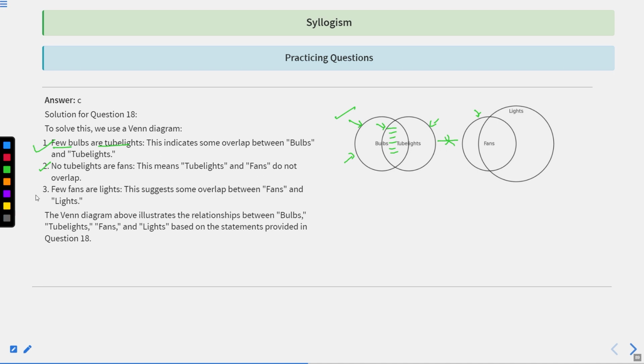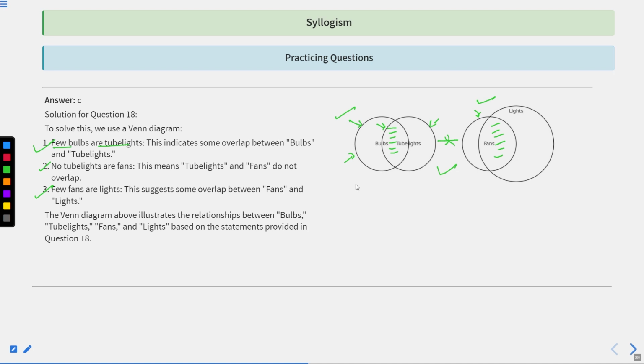The third statement says that few fans are lights. We can see there is a relation between the circle representing fans and lights, and there is an intersection. So the Venn diagram for the relation between fans and lights, statement number 3, seems to be correct. So the first statement is correct, the second statement is correct, and the third statement is also correct according to the Venn diagram and the statements provided.